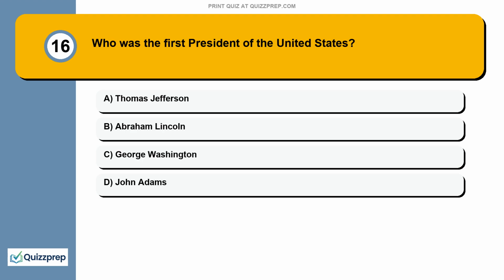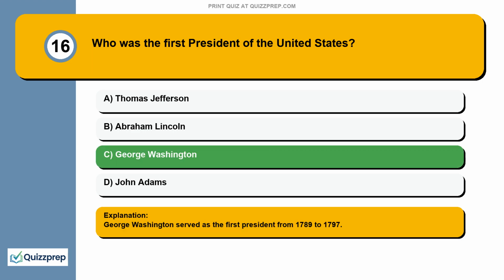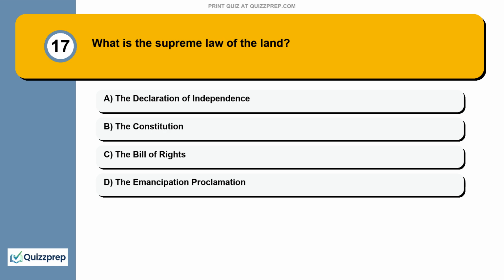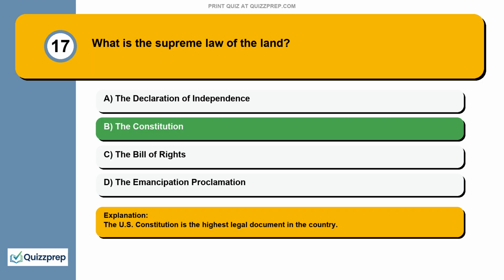Question 16. Who was the first president of the United States? Thomas Jefferson, Abraham Lincoln, George Washington, John Adams. George Washington served as the first president from 1789 to 1797. Question 17. What is the supreme law of the land? The Declaration of Independence, the Constitution, the Bill of Rights, the Emancipation Proclamation. The U.S. Constitution is the highest legal document in the country.